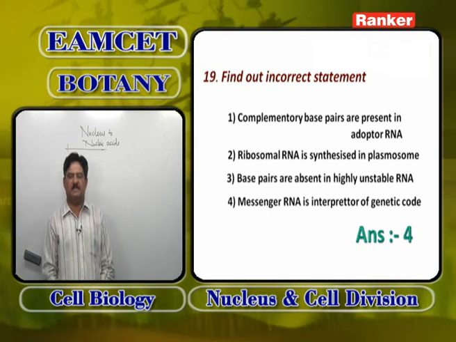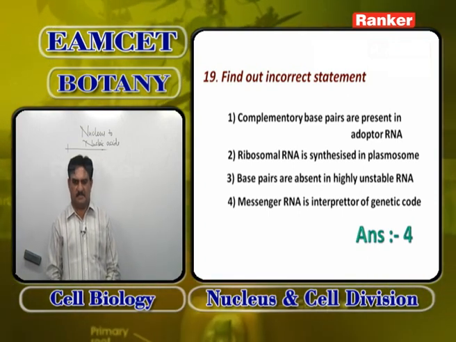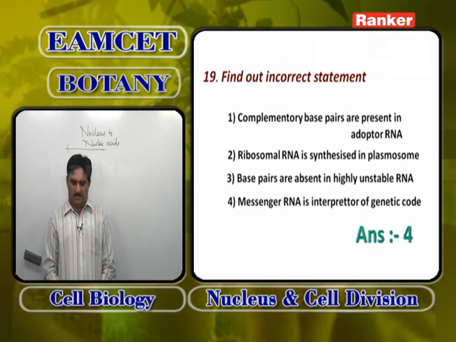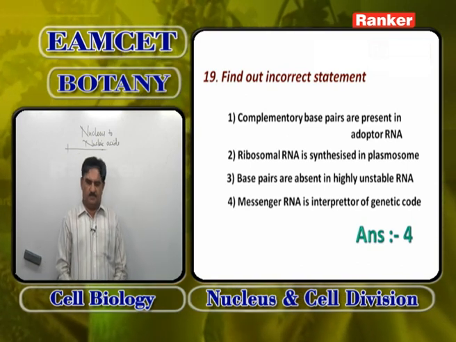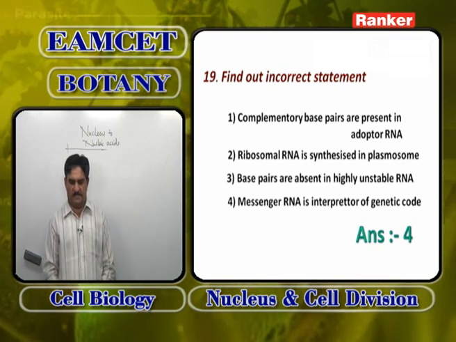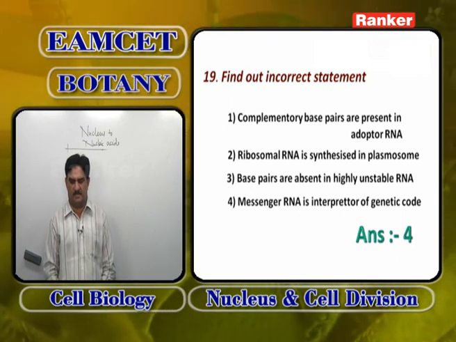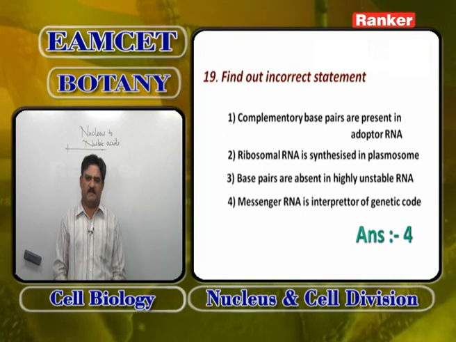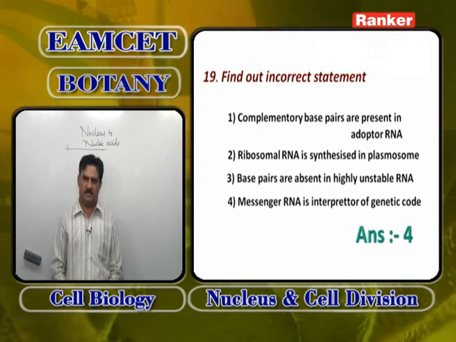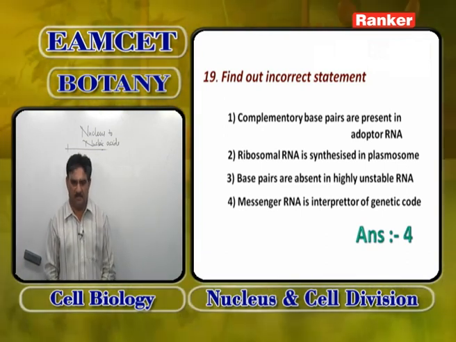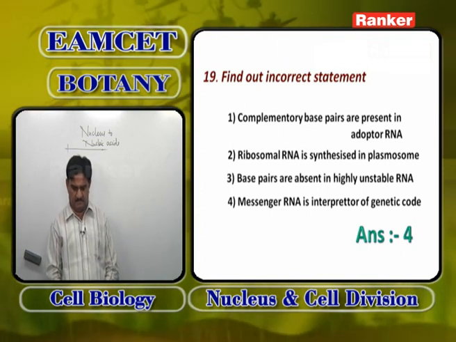Complementary base pair is present in adapter RNA or transfer RNA is correct. Ribosomal RNA is synthesized in plasmosomes or nucleolus is correct. Base pairing is absent in highly unstable RNA. Highly unstable RNA is messenger RNA, because its lifespan is 2 minutes in prokaryotic cells, around 4 hours in eukaryotic cells.